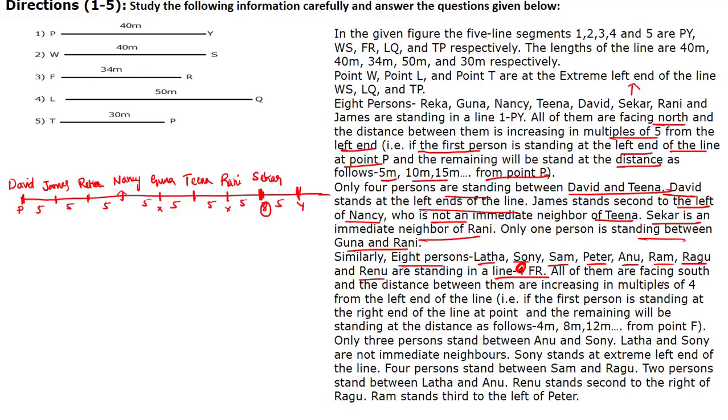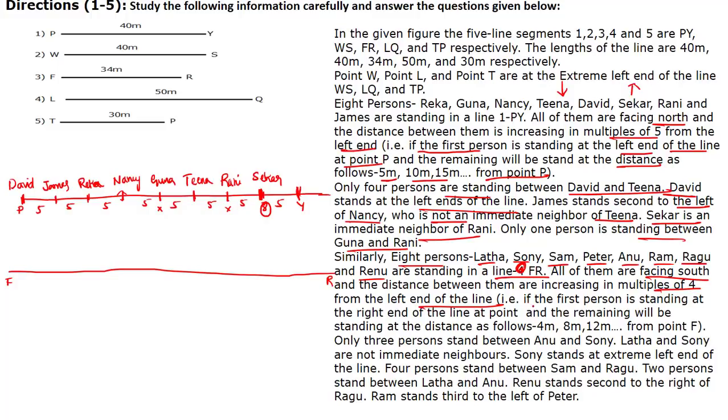All of them are facing south, and the distances between them are increasing in multiples of 4 from the left end of the line. So see here friends, there is one more line here, that is F and R. The distance between F and R is 34 meters, and all of them are facing towards south direction. It is very clearly said that all the persons are facing south. We already know that if somebody is facing south, that person's left and right would be in these directions. I hope you got it.